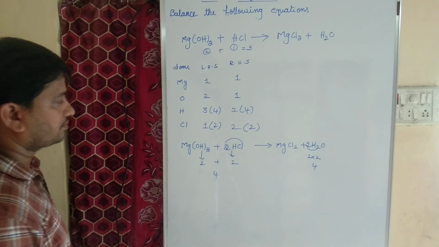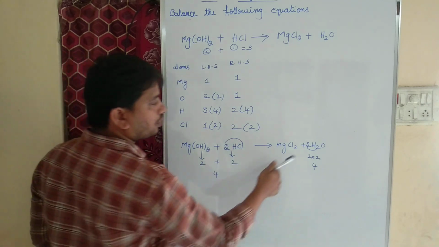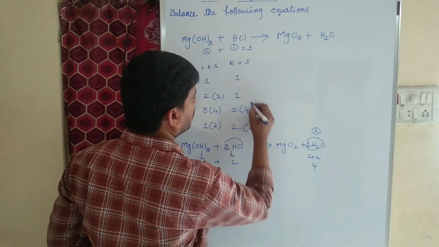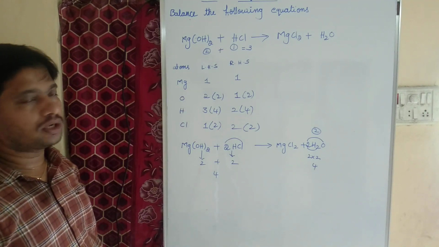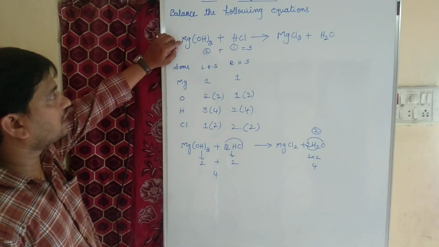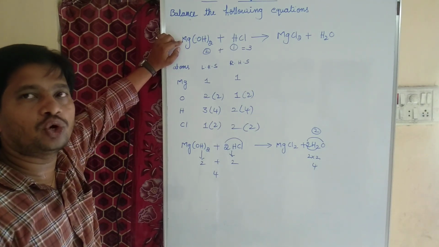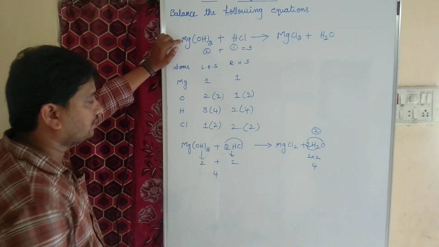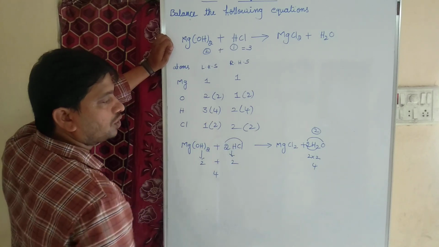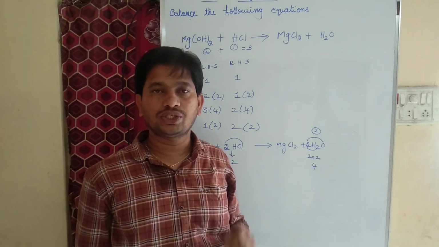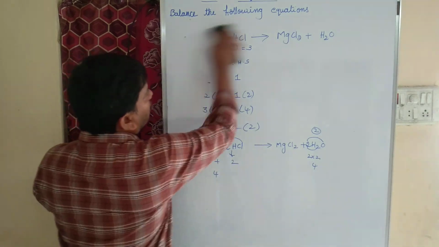Now coming to oxygen, we have 2 atoms of oxygen over here. By adding 2 over here, here also 2 atoms of oxygen, that also got balanced. Okay children, magnesium already got balanced. So what is the balanced equation of Mg(OH)2 plus HCl gives rise to MgCl2 plus H2O? That is Mg(OH)2 plus 2HCl gives rise to MgCl2 plus 2H2O. Right? Okay. Now let me explain one more equation.